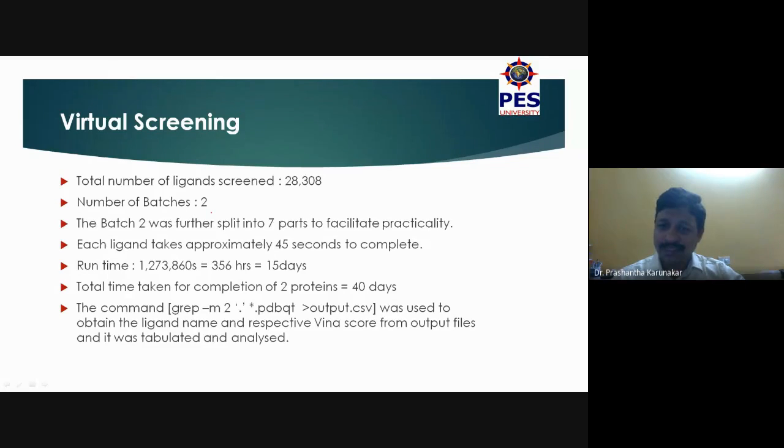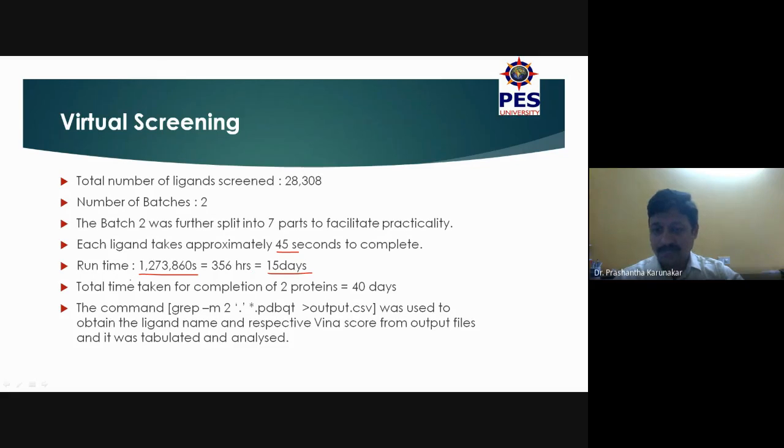We had two batches. Typically each ligand, when we use AutoDock Vina, generates 9 conformations. For 9 conformations, it takes approximately 45 seconds for one ligand and one protein interaction, and based on complexity it may go to 1 minute also. Considering 28,500 ligands for one protein at 45 seconds per ligand, it is going to take 356 hours, typically 15 days for one protein.